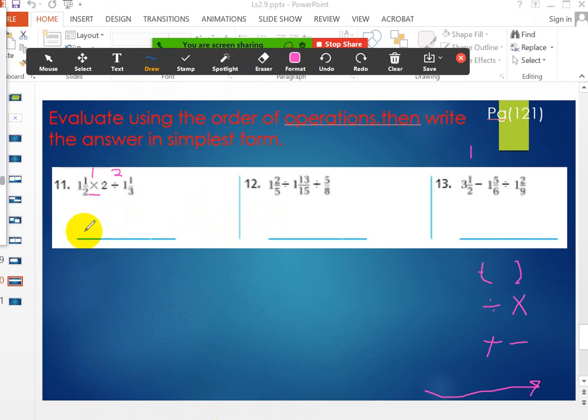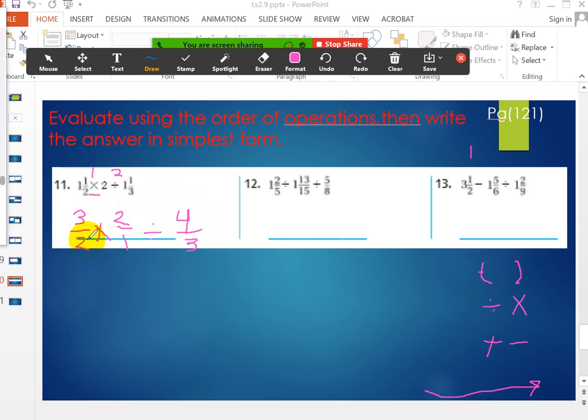Now, first thing, I will multiply this number with 2. So I will convert this number into a fraction. 1 multiply 2 equals 2, plus 1 equals 3. So it will be 3 over 2. Multiply this one as a fraction, it will be 2 over 1. Divided by this number as a fraction: 1 multiply 3 equals 3, plus 1 equals 4. So it will be 4 over 3.